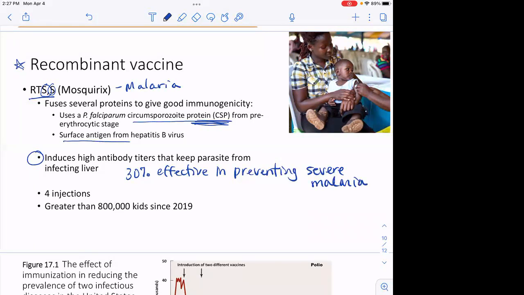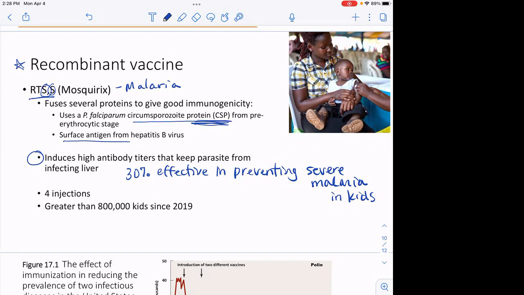Okay, and mostly they're giving this to kids because kids are the ones that are more likely to die. If a kid gets severe malaria, they're likely to die. So normally a vaccine really wouldn't be used or accepted if it was only 30% effective. But in this case, 30% effective means it's saving 3 out of 10 lives.